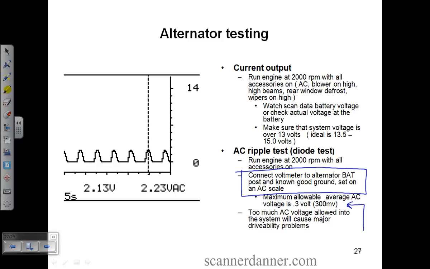Major drivability problems. Which ones does it affect first? Any sensor that produces an AC sine wave, of course, would be affected more so by this AC voltage. I have a case study on this. There should be maybe in the future a hyperlink added here to see a case study on YouTube.